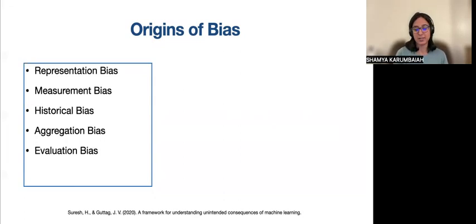Evaluation bias occurs when the benchmark data used for a particular task does not represent the use population. And lastly, deployment bias arises when there is a mismatch between the problem a model is intended to solve and the way in which it's actually used.